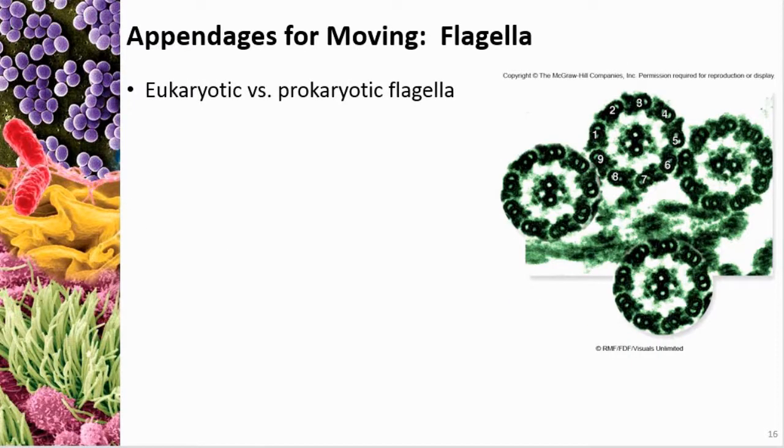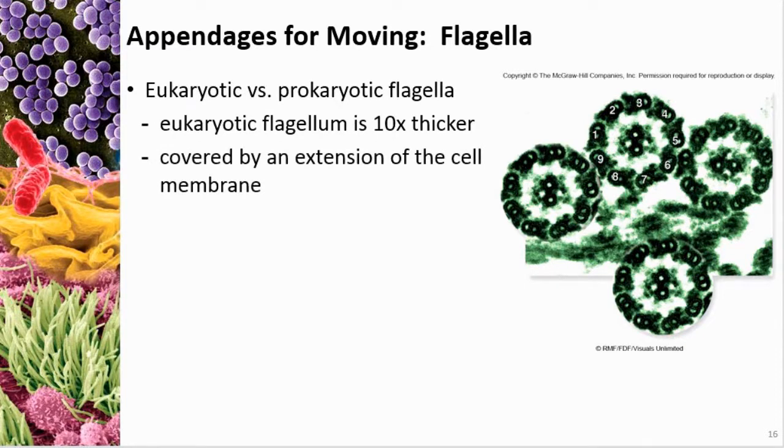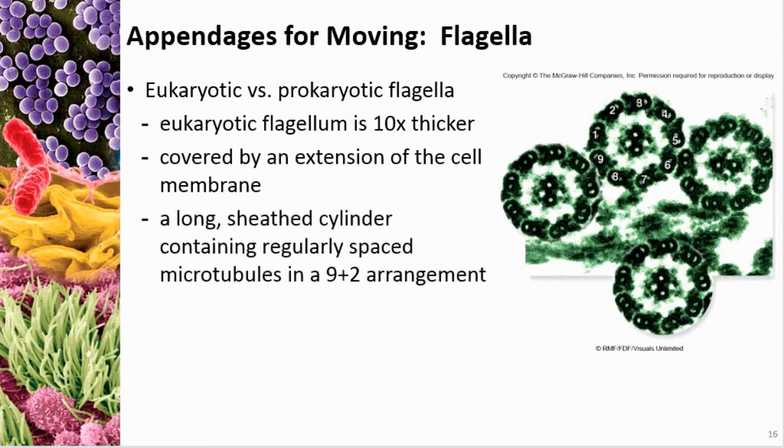So there's differences between the flagella of eukaryotes and prokaryotes. And remember, the prokaryotic flagella twisted and spun around like a propeller. Eukaryotic flagella doesn't do that, okay? It's also a lot thicker. It's covered by an extension of the membrane of the cell. So rather than sticking through the membrane, it sort of comes out and is still covered with the membrane, okay? So it's a long structure.